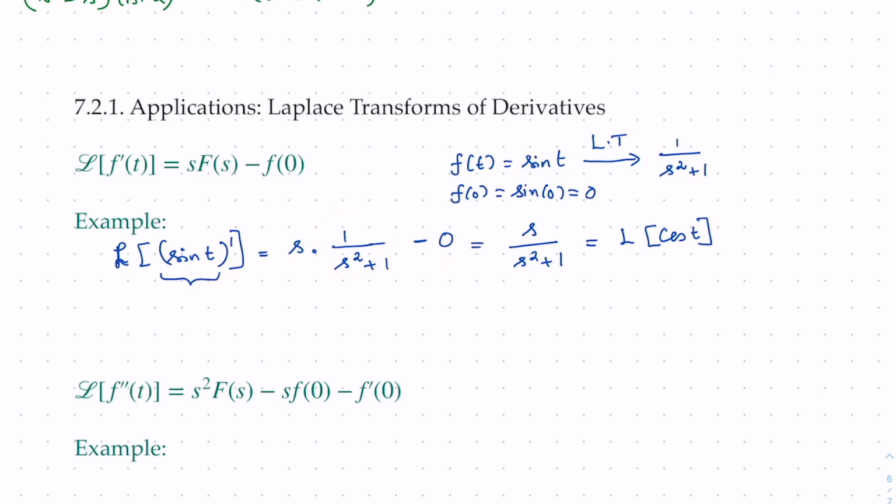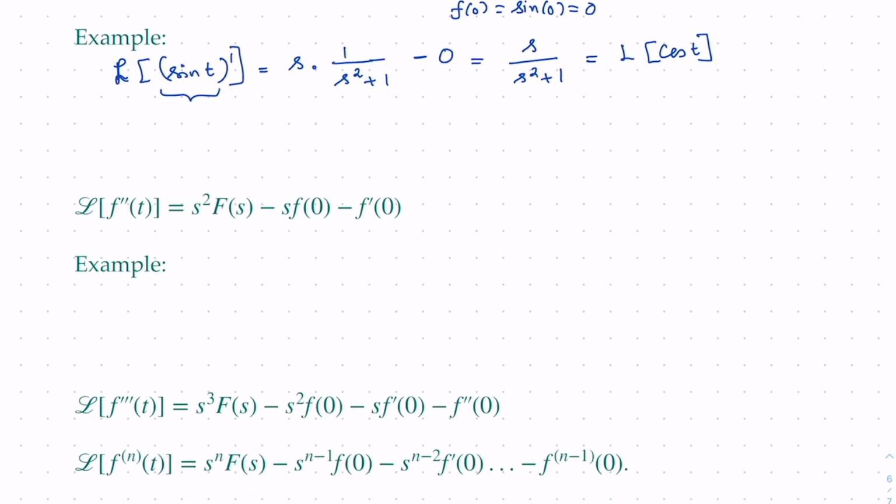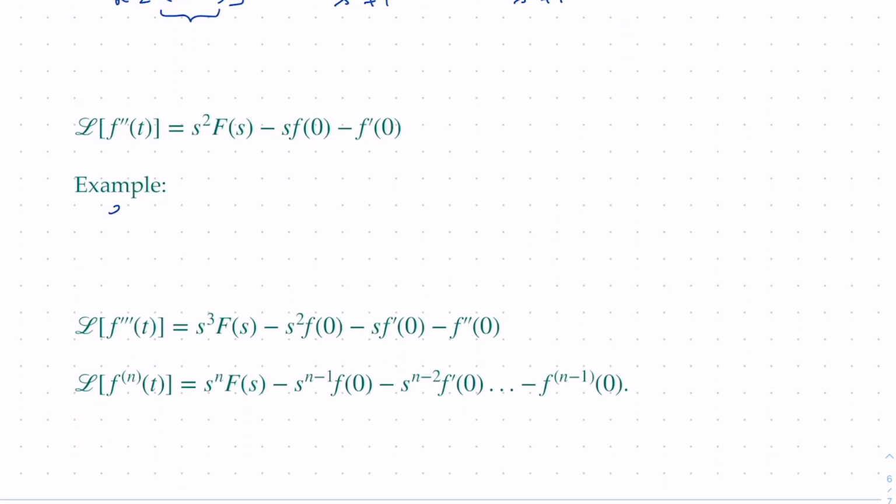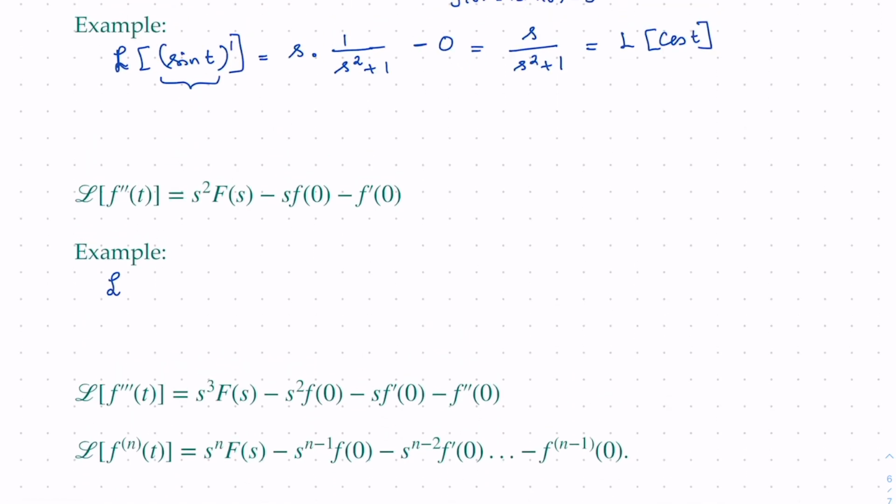By the same token, the Laplace transform of f double prime of t, the second derivative, is s squared times capital F of s, which is the Laplace transform of the original function f, minus s times f of 0 minus f prime of 0. For example, what is the Laplace transform of the second derivative of sine t?